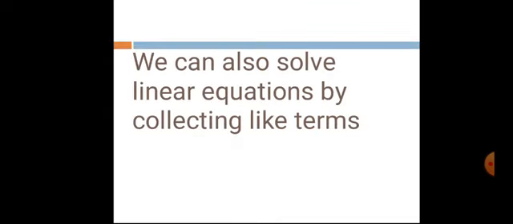We can also use another method which we call collecting like terms to solve our linear equations. In using this method, you try to gather numbers to one side and you gather letters to the other side. But while you are transferring your values, when a value crosses over the equation sign, the sign it carries changes. Any value that crosses over the equation sign changes its identity. If it is plus, it changes to minus, and if it's minus, it changes to plus. Let's quickly look at some examples under that.